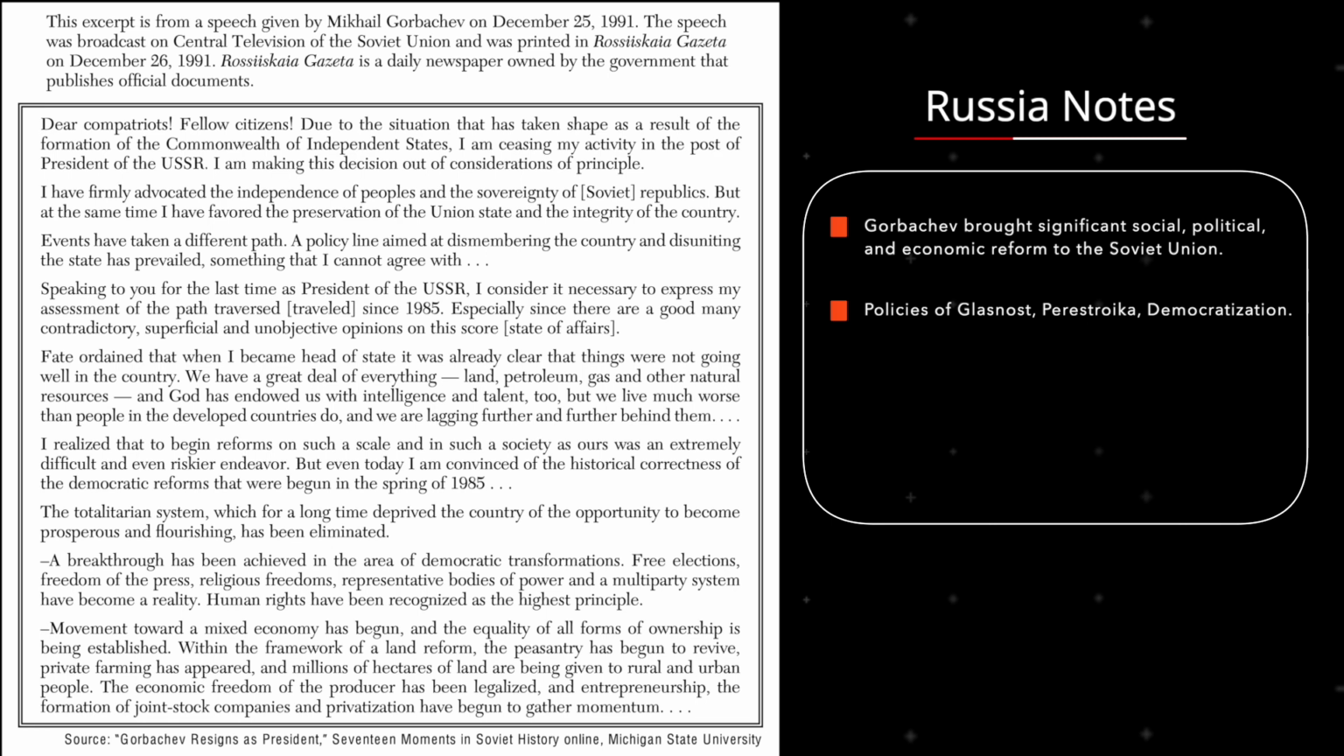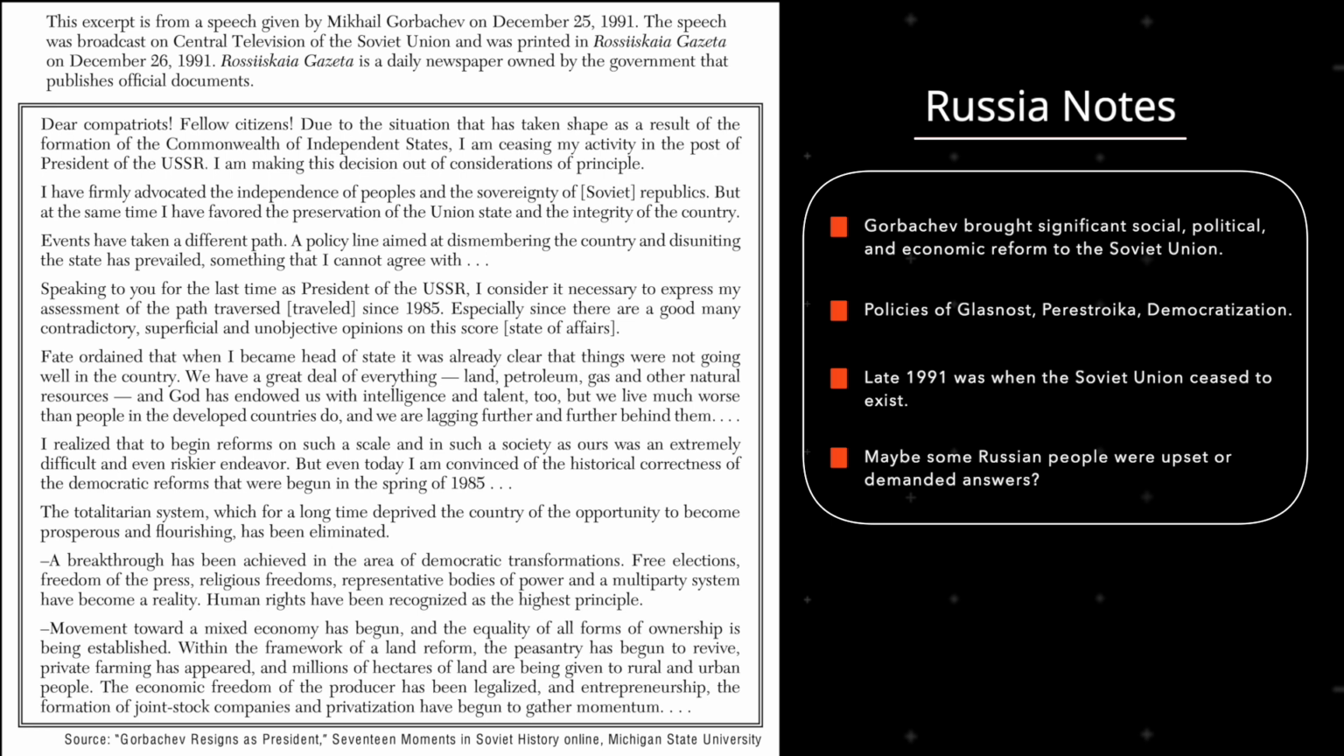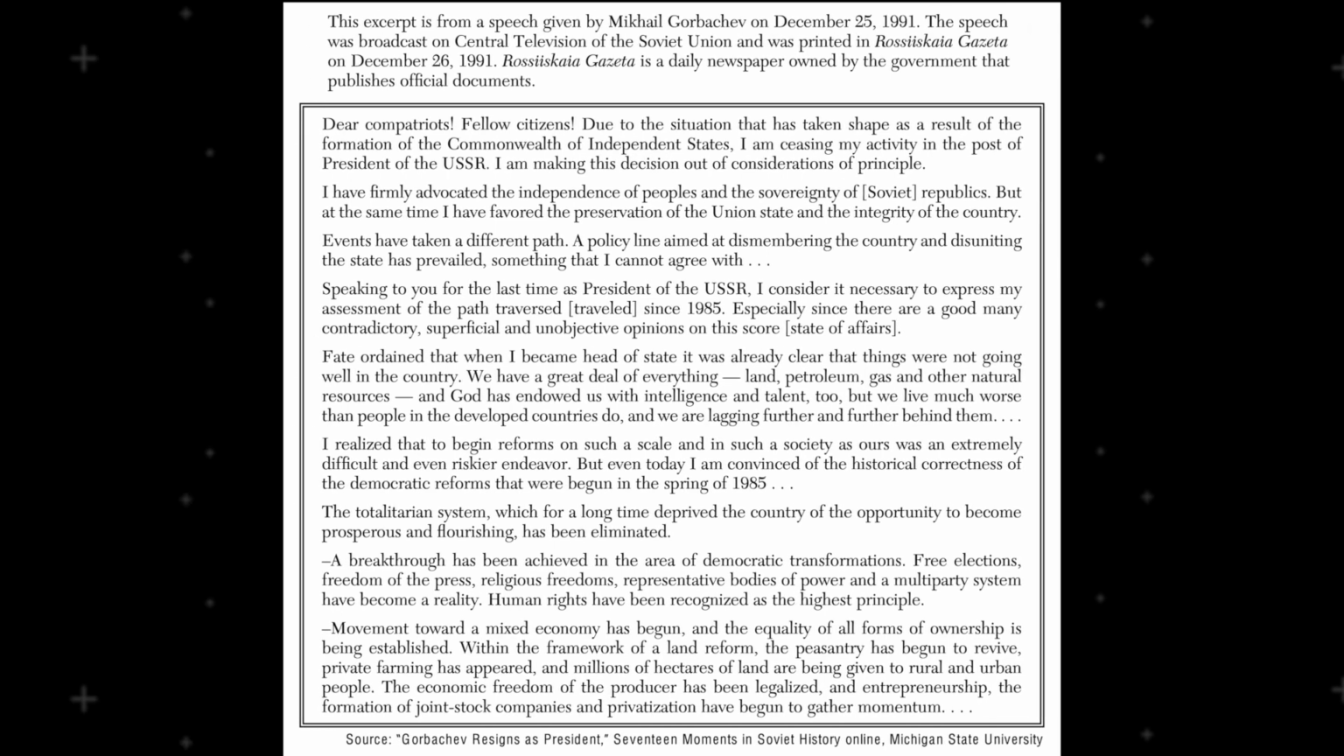You might also recall that late 1991 was when the Soviet Union officially collapsed, signaling the end of the Cold War. Many historians cite Gorbachev's policies as the reasons for the fall of the Soviet Union. Perhaps some people living in the Soviet Union were upset with Gorbachev's policies, leading to the collapse of the Soviet Empire. Now, let's see if we can determine Gorbachev's intended audience.